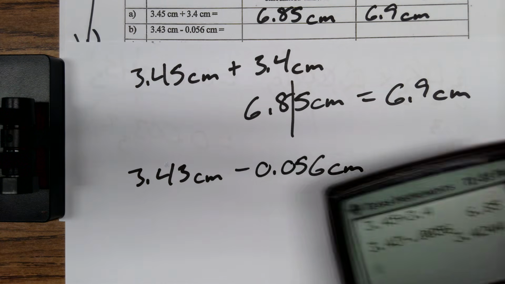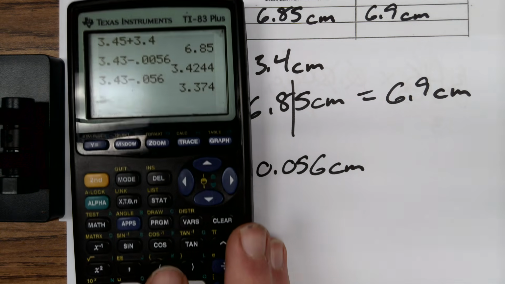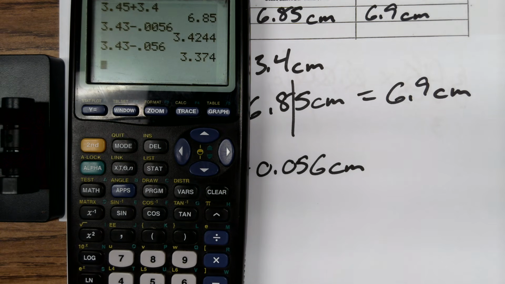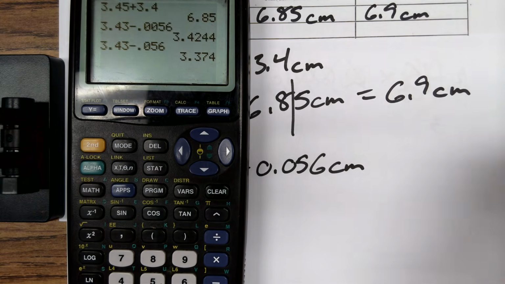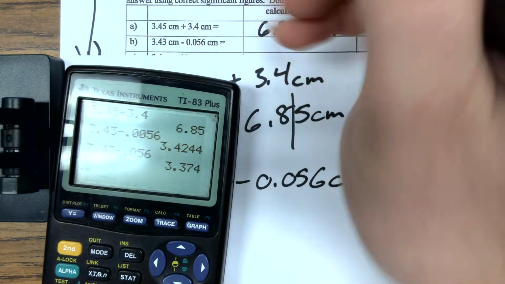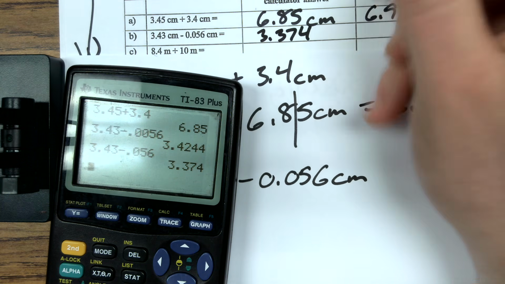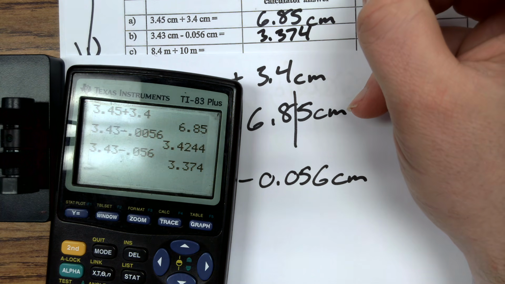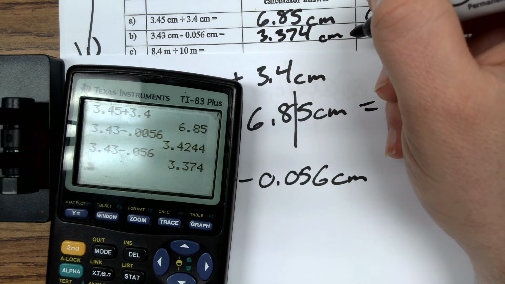Oh, I think I did too many zeros. 3.43 minus 0.056. There we go. All right. So my unrounded answer, I get that straight from my calculator: 3.374. What's my units? Centimeters. Remember, always carry your units over.